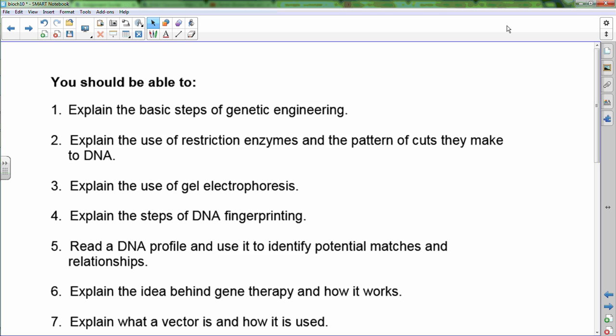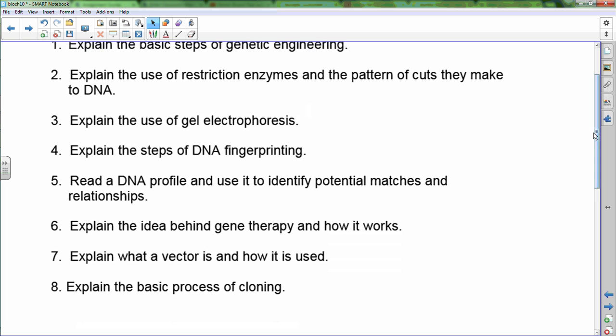What do we call an organism that has DNA from another source? Transgenic. Okay, and remember we call their DNA recombinant DNA because we basically put it back together. So transgenic organisms have recombinant DNA.